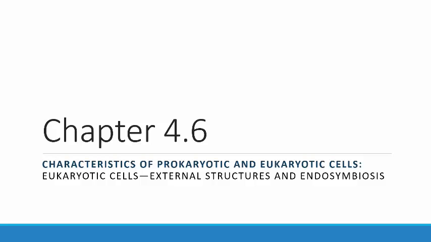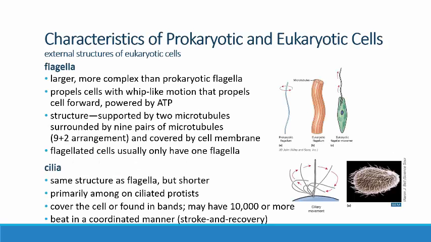So with this video, we'll wrap up looking at the structures that are involved in the construction of eukaryotic cells, and then talk a little bit about how eukaryotic cells evolved from prokaryotic ancestors. So external structures that are found on eukaryotic cells include two structures that are responsible for locomotion. There are flagella and cilia.